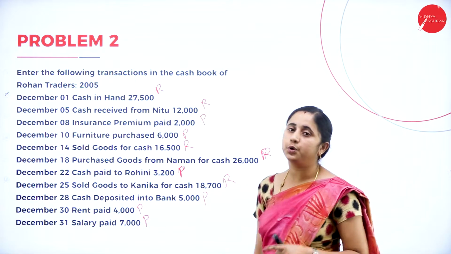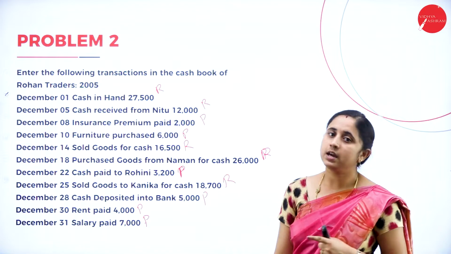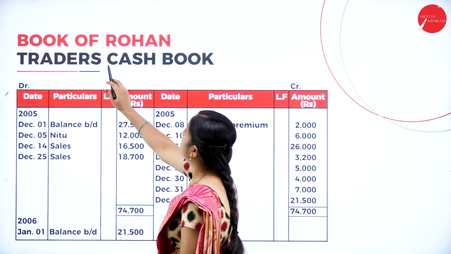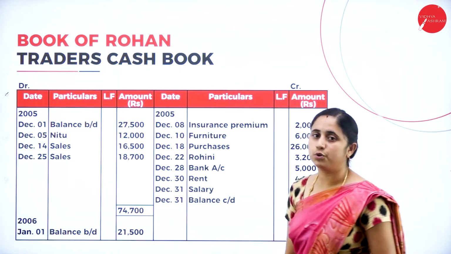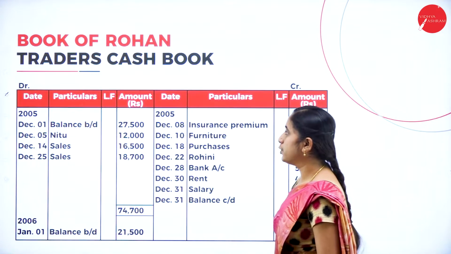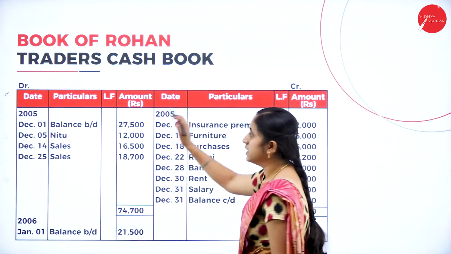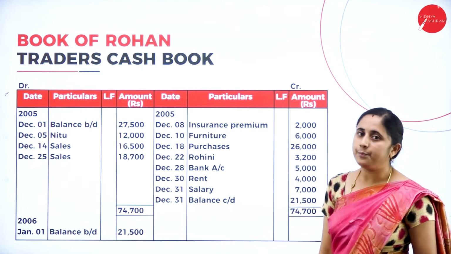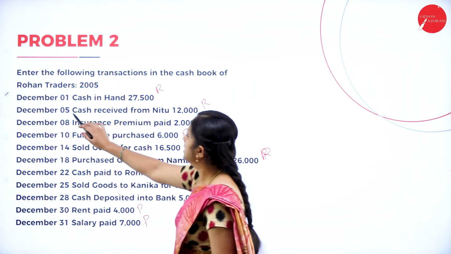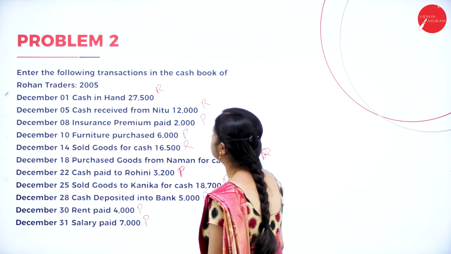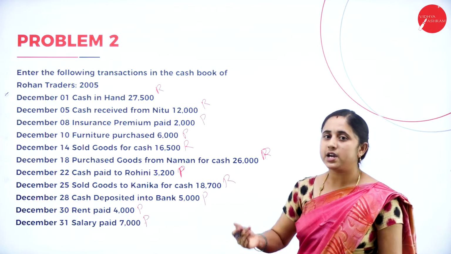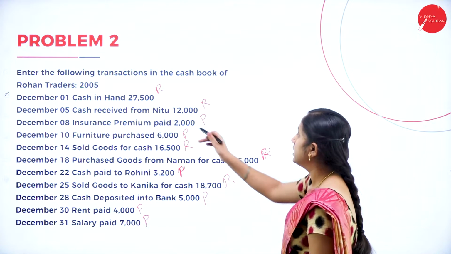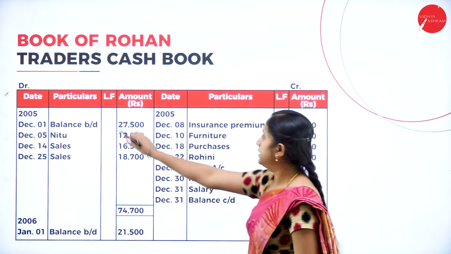In single column cash book, we have only one column to record the amount. So, this is the solution. Cash book in the book of Rohan Traders, debit and credit. On the debit side, you will record all the receipts and on the credit side all the payments. First, December 1st, cash in hand rupees 27,500. That means cash balance, balance brought down from the last month. So this is the receipt side, debit side.